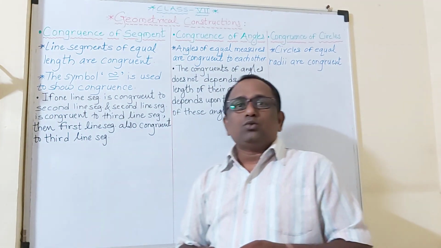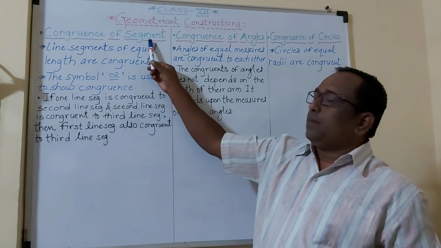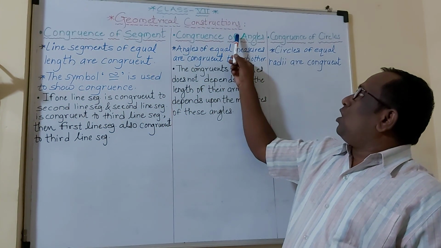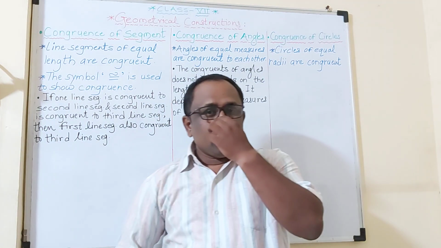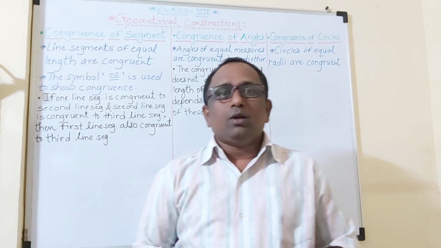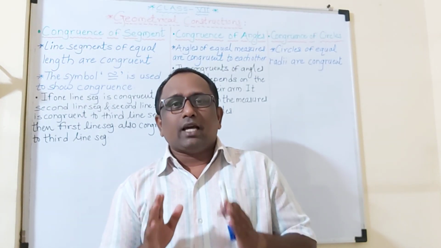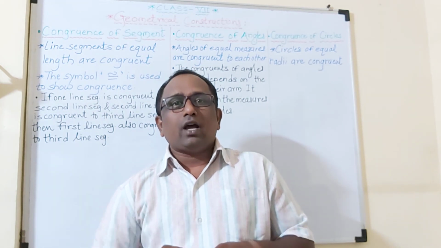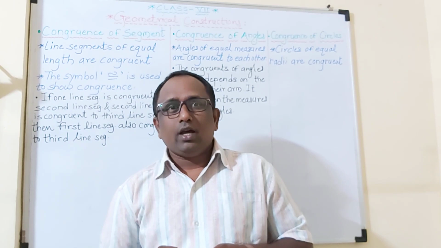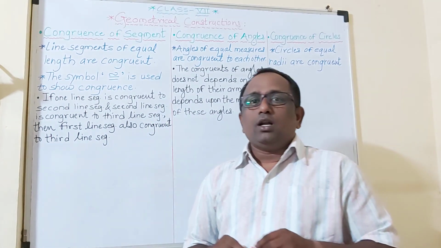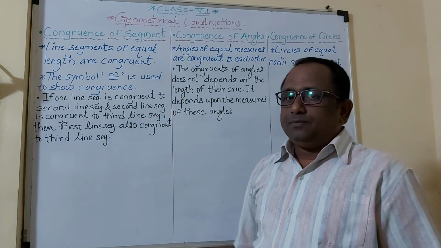Now the next points we are going to learn today are congruence of segment, congruence of angle, and congruence of circle. Maybe in your mind, sir, what is meant by congruence? Congruence means same size and shape, or any figure having the same dimensions is called congruent. Okay. Now we are going to learn our first topic, congruence of segment.